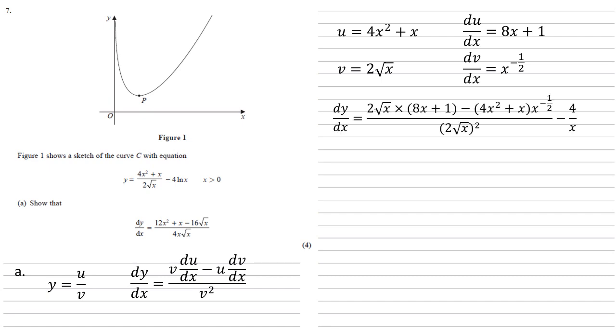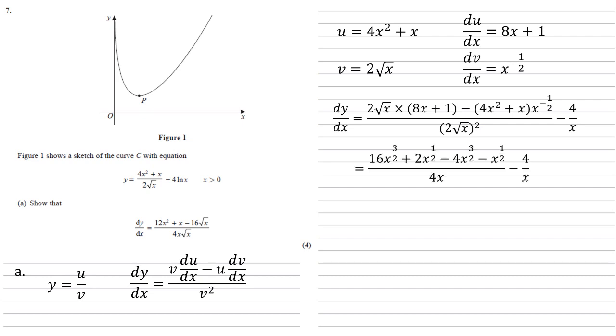Putting this into our formula for the quotient rule, we get that v, which is our 2 root x, times du by dx, which is 8x plus 1, minus the u dv dx, so 4x squared plus x times x to the minus a half, all over the square of the bottom, so 2 root x all squared. And we've got to remember to differentiate our 4 log natural x as well, so that's minus 4 over x. We now need to simplify this to get it into the form that's required.